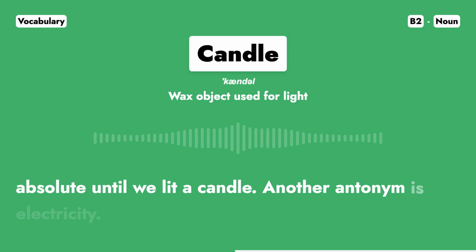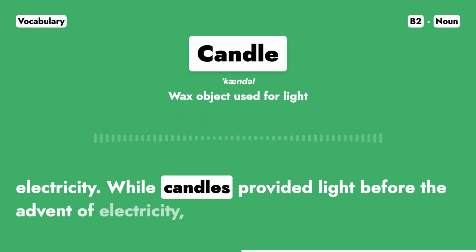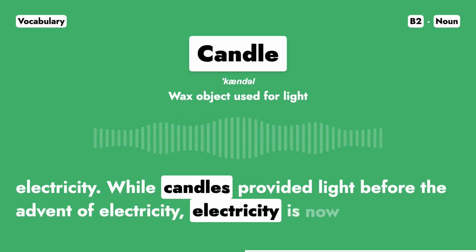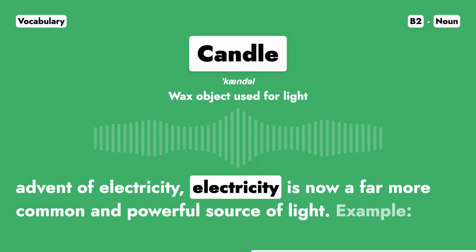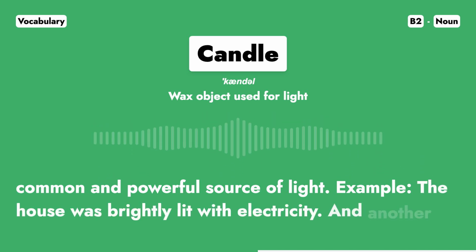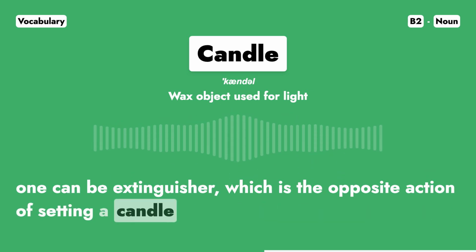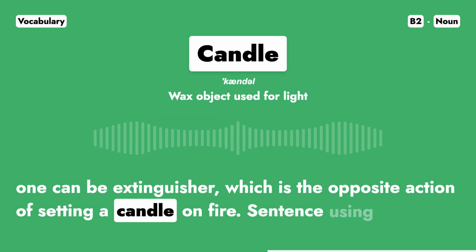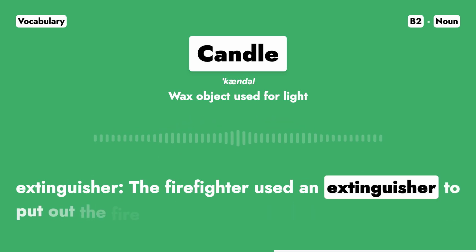Another antonym is electricity. While candles provided light before the advent of electricity, electricity is now a far more common and powerful source of light. Example, the house was brightly lit with electricity. And another one can be extinguisher, which is the opposite action of setting a candle on fire. Sentence using extinguisher: the firefighter used an extinguisher to put out the fire.